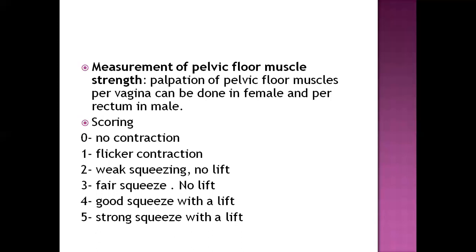As I said previously, because of the contraction of muscle, any organ inside the pelvis is able to perform its function, is able to move. So 0 means there is no contraction, 5 means there is a strong contraction, a strong squeeze with a lift. If the muscle is able to contract, there is a slight lift. In between that, we have flicker contraction, weak squeezing, fair squeezing, and good squeezing.